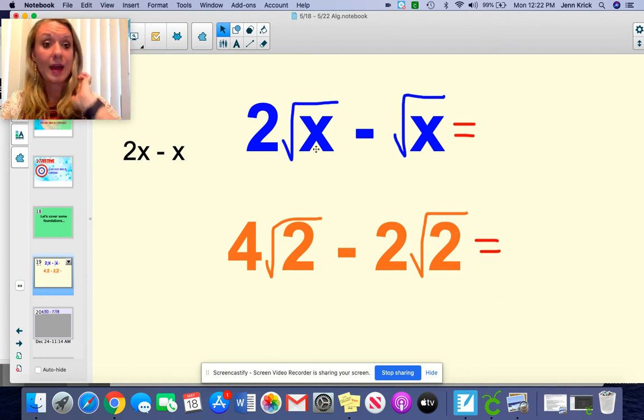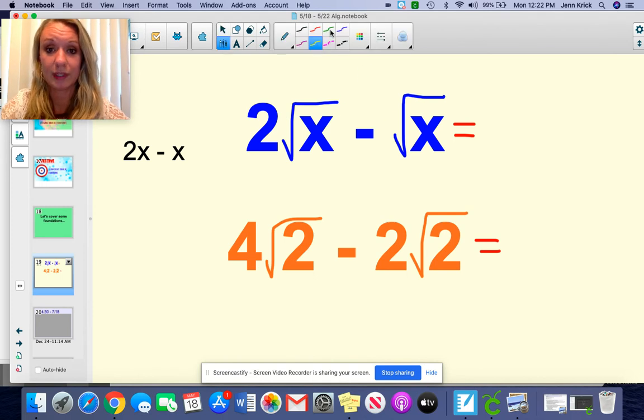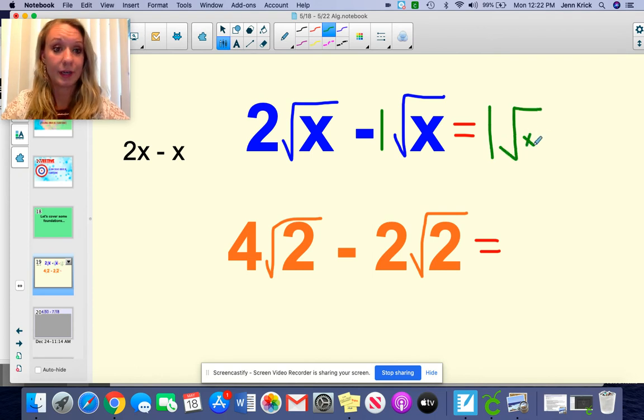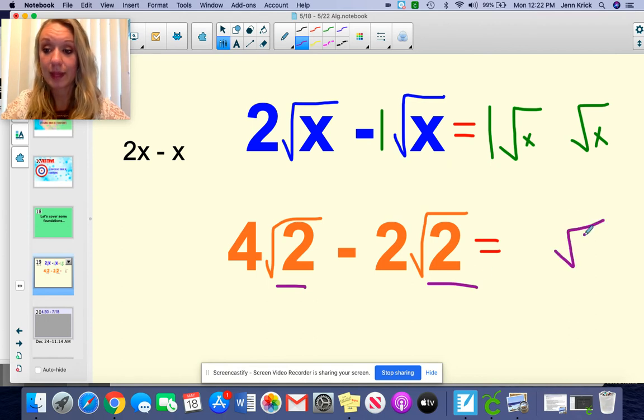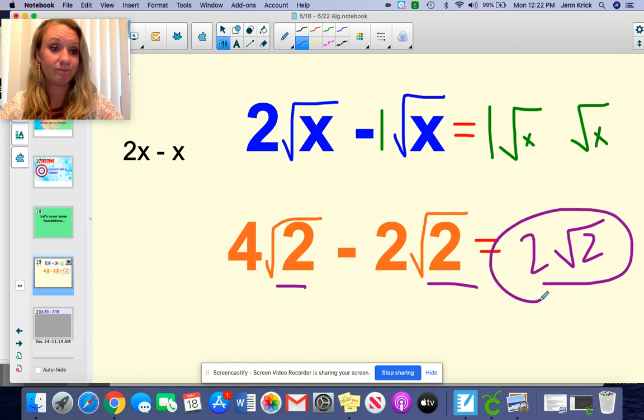So if I have 2 rad x minus rad x, remember that there's a pretend coefficient of 1 here. And then our final answer would just be 1 rad x. Or you're probably already saying, can it just be rad x? Of course it can. Down here, notice that they both have the like term rad 2, so that'll stay the same. And then you're just going to subtract the coefficients. 4 minus 2 is just 2. That's it. Very simple.